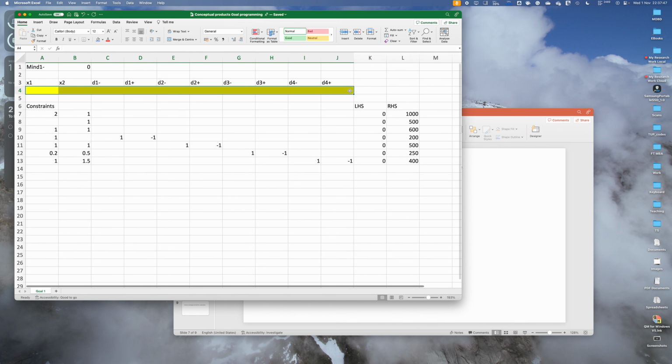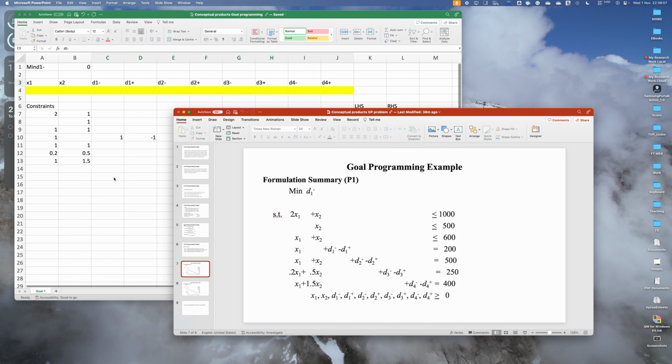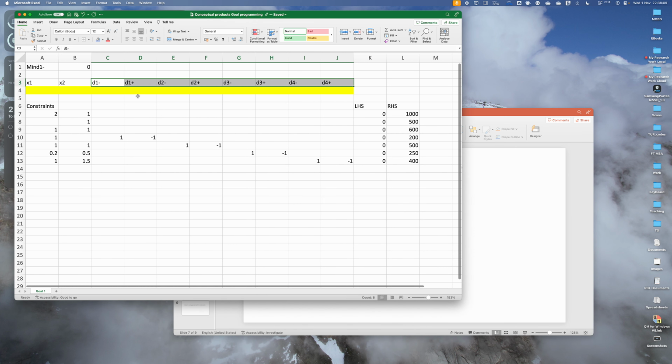These are the decision variables. Two variables are of our interest, and the other variables are the deviation variables. These are also treated as decision variables here, because the solver will automatically decide what the best levels are for the deviation variables.